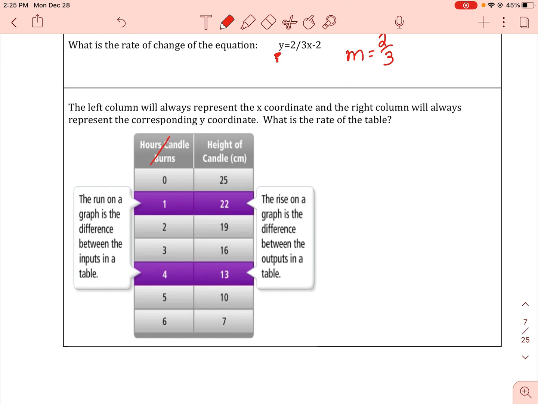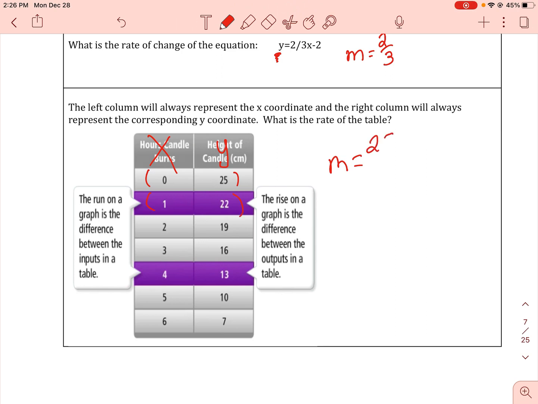So here, the left column always, always, always represents your x. The right column always, always, always represents your y. So you can graph these if you want. That will take a little bit longer, but you can use your slope triangle to figure those out. Or we can use the coordinates.